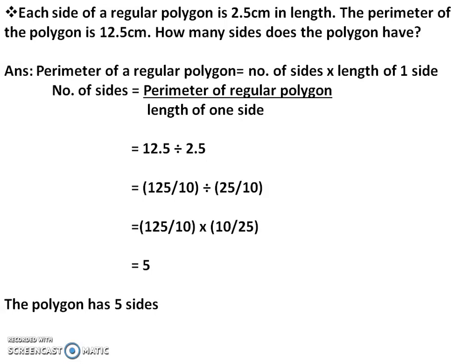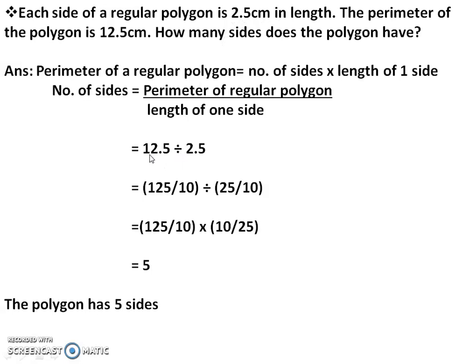Now, the perimeter of a regular polygon. Perimeter of a regular polygon is equal to number of sides into length of one side. Okay, perimeter of a regular polygon is equal to number of sides into length of one side. What is your question here? How many sides? You are asked about number of sides. So, number of sides is equal to perimeter of regular polygon by length of one side. So, 12.5 divided by 2.5. 12.5 is given as the perimeter. 2.5 is given as the length of one side.